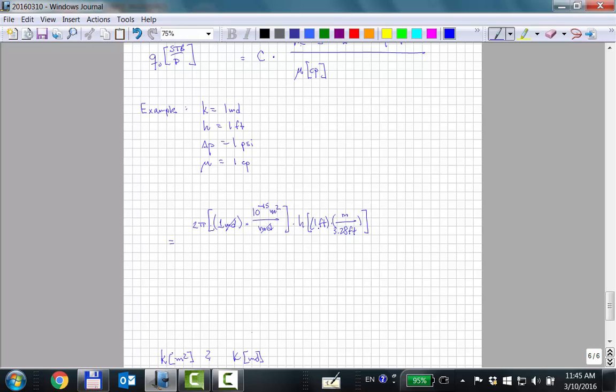So I put in my actual value. It could be 23 feet or it could be 1 foot, whatever. But this is going to cancel out with that. And then what I'm left with here is meters. Okay? And then delta P.